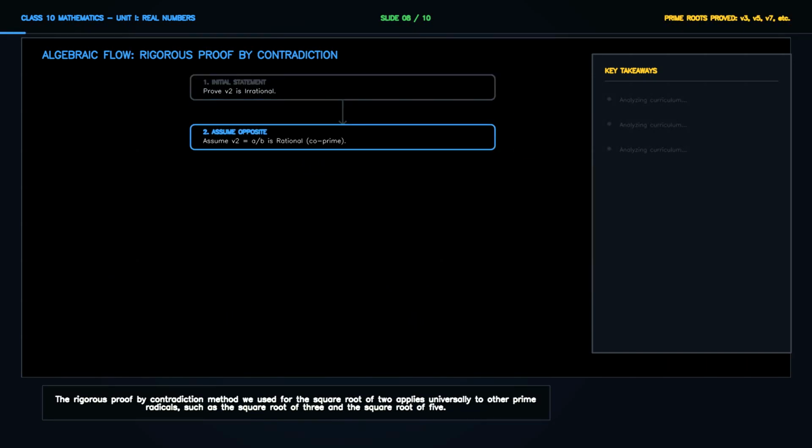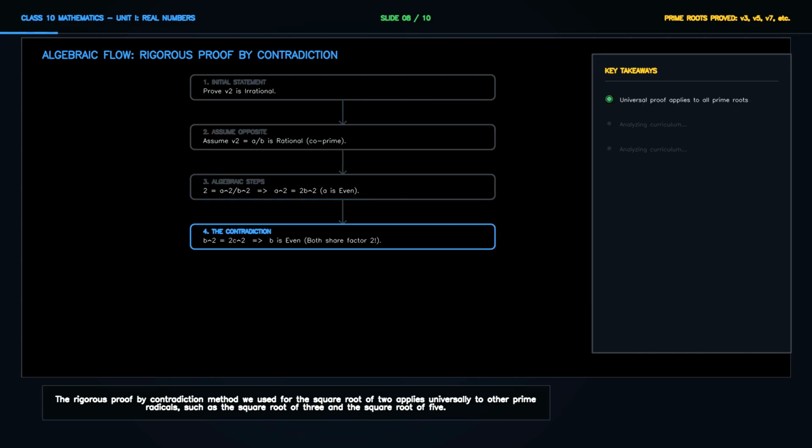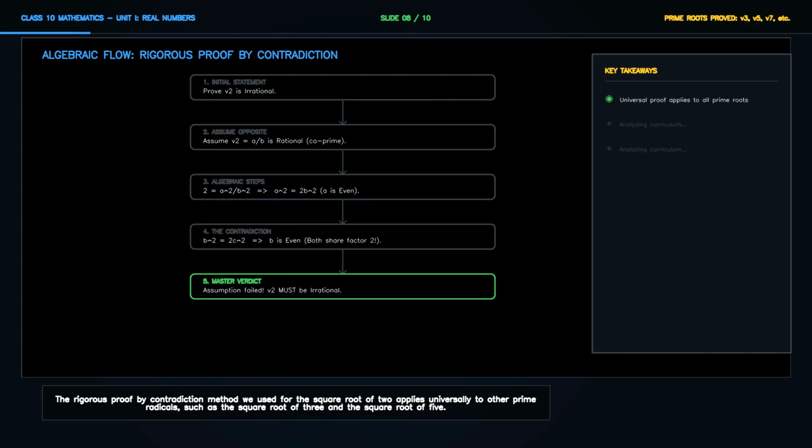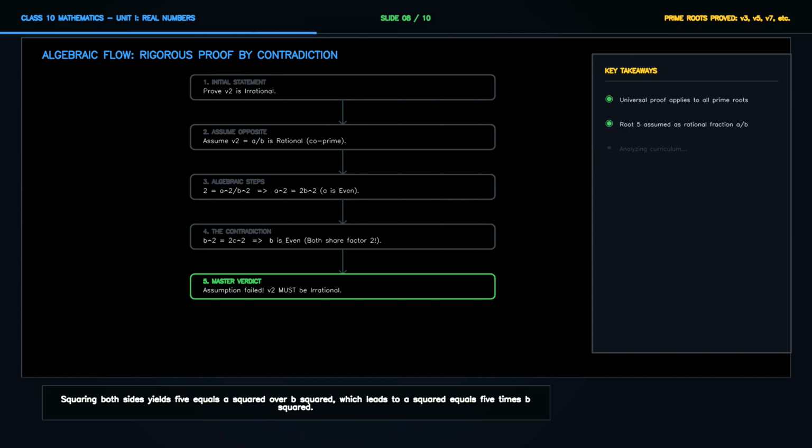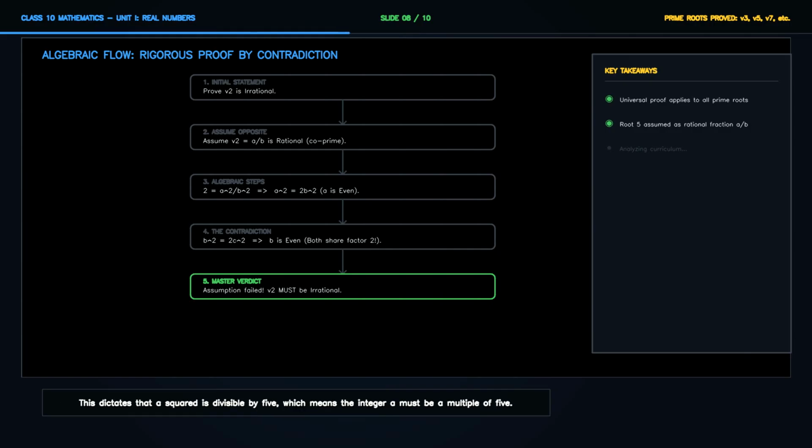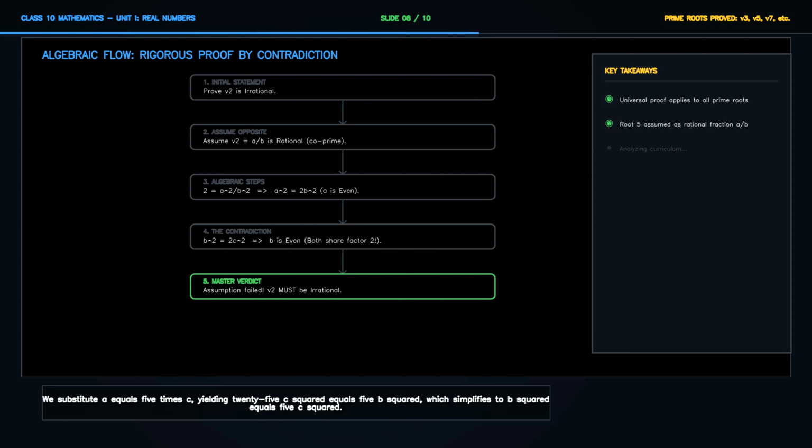The rigorous proof by contradiction method we used for the square root of 2 applies universally to other prime radicals, such as the square root of 3 and the square root of 5. As shown in the logic flow panel, we begin by assuming the square root of 5 equals a over b, a rational fraction where a and b are coprime. Squaring both sides yields 5 equals a squared over b squared, which leads to a squared equals 5 times b squared. This dictates that a squared is divisible by 5, which means the integer a must be a multiple of 5.